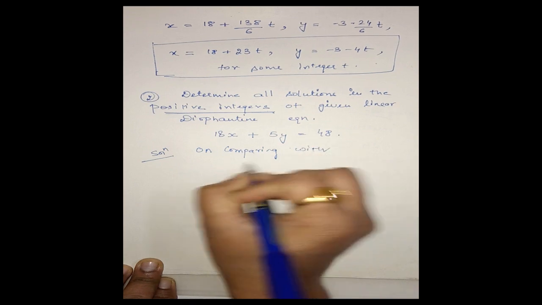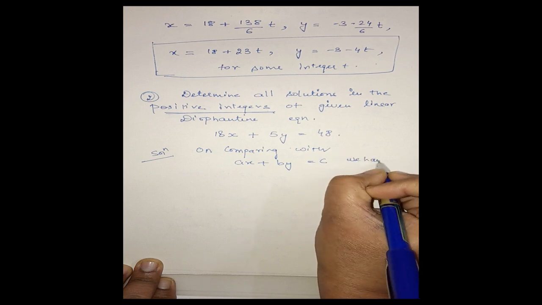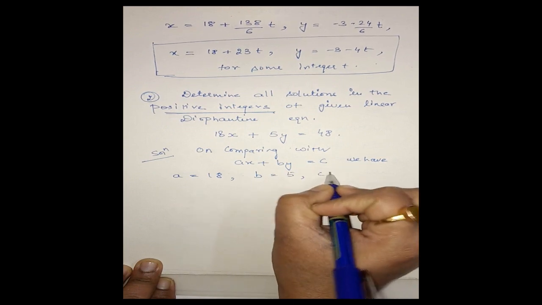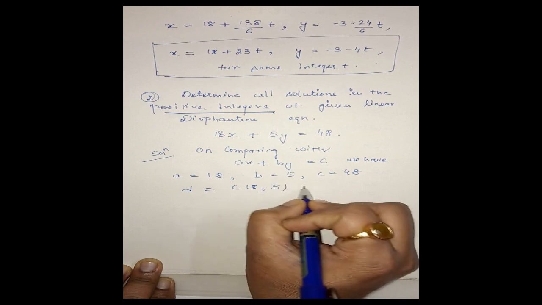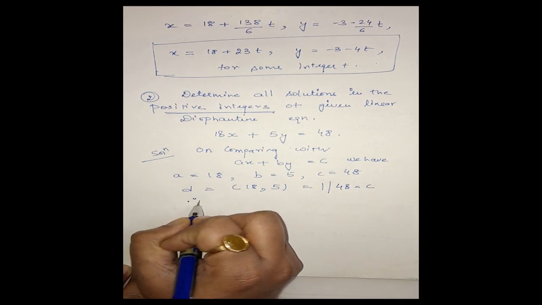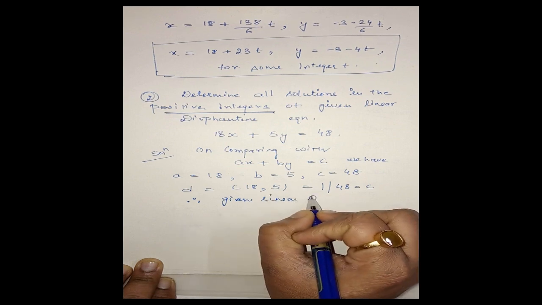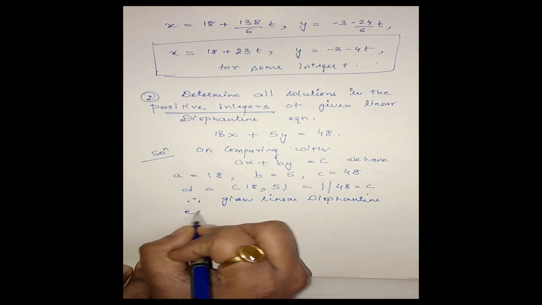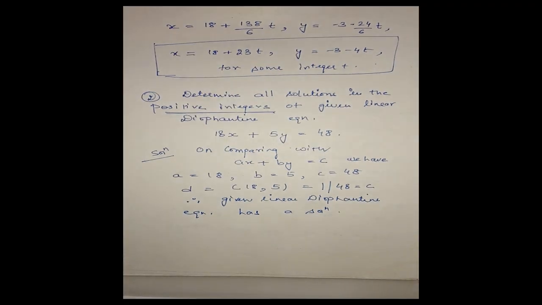with ax plus by is equal to c, we have a is 18, b is 5 and c is 48. Now d, which is the GCD of 18 and 5, is clearly 1, and since 1 divides 48, which is c, therefore the given linear Diophantine equation has a solution, by the necessary and sufficient condition for the existence of a solution.